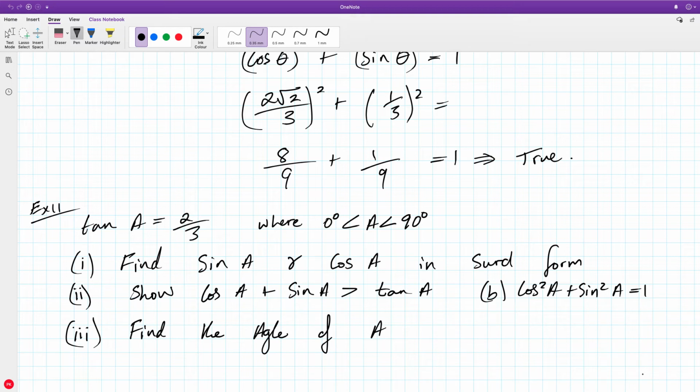Show cos A plus sin A is greater than tan A. You can break that one into decimals if you want to make it easier. Show it's easier.